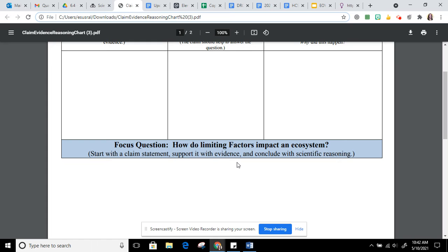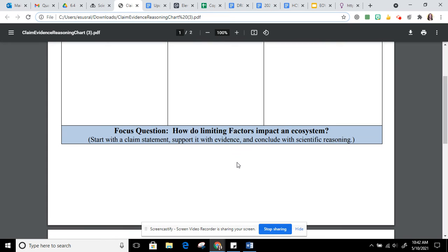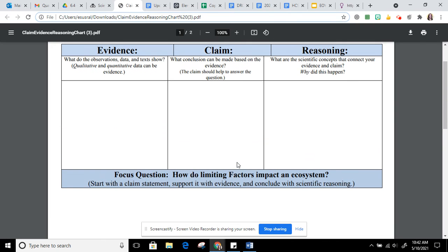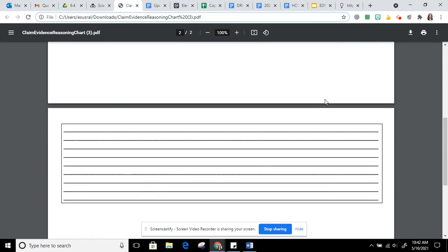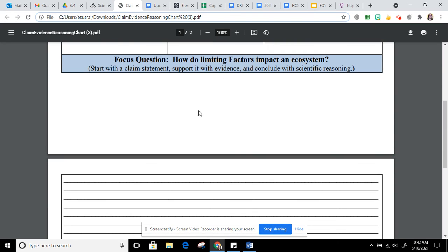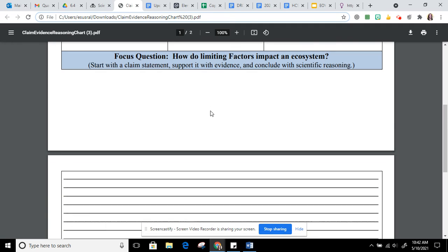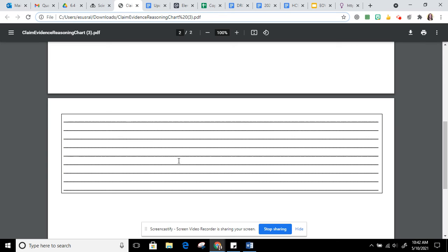And then your focus question here at the bottom that you're going to answer: how do limiting factors impact an ecosystem? And really what you can do is you start with your claim statement, then you support it with your evidence, and then you give your reasoning, your conclusion. Okay. And you can write that right here at the bottom. If you're typing it, feel free to type it here, or you can even write it so that you only have to submit one page if you want to write it here in that blank spot. But there are lines on the second page for you to use.